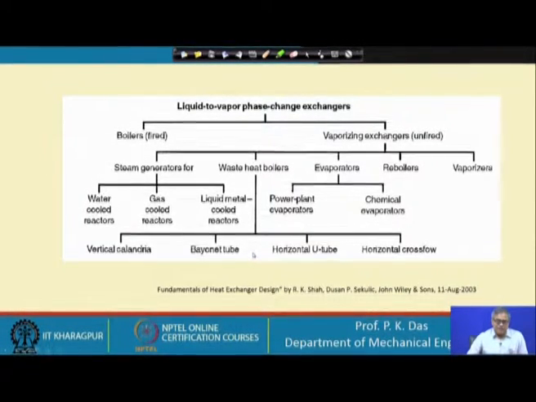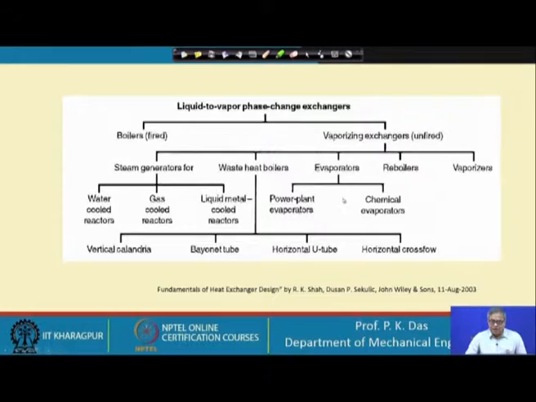And nowadays another kind of boiler is coming, which is not there in this list: if we have a combined cycle power plant, then we can have an HRSG, heat recovery steam generator. So that is not there in this particular list. Maybe in some of the coming lectures I will spend some time on that.